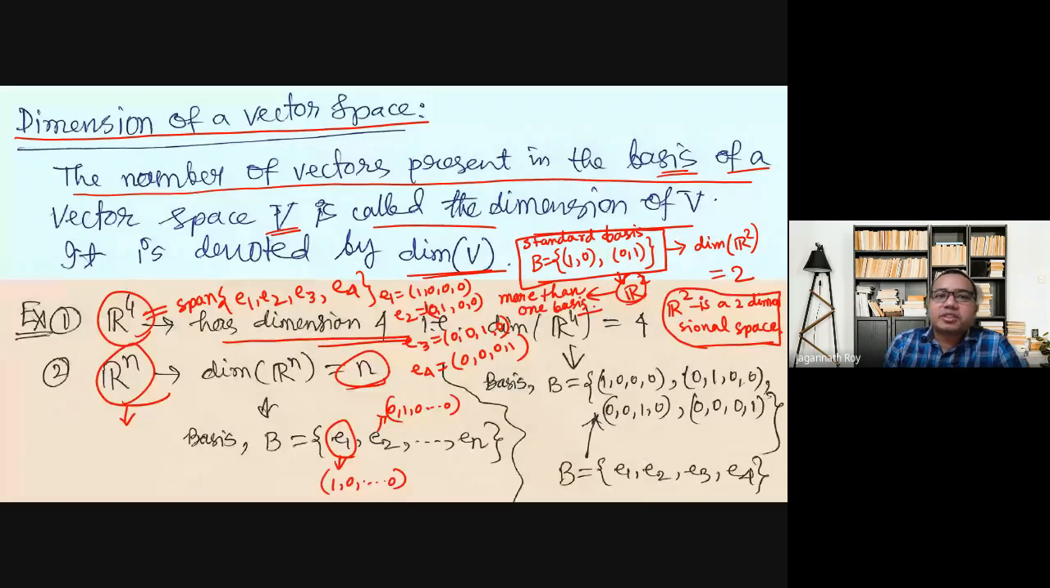So that is our dimension of a vector space. Sometimes this dimension is actually called a rank of a vector space. Rank of V is the dimension of V.